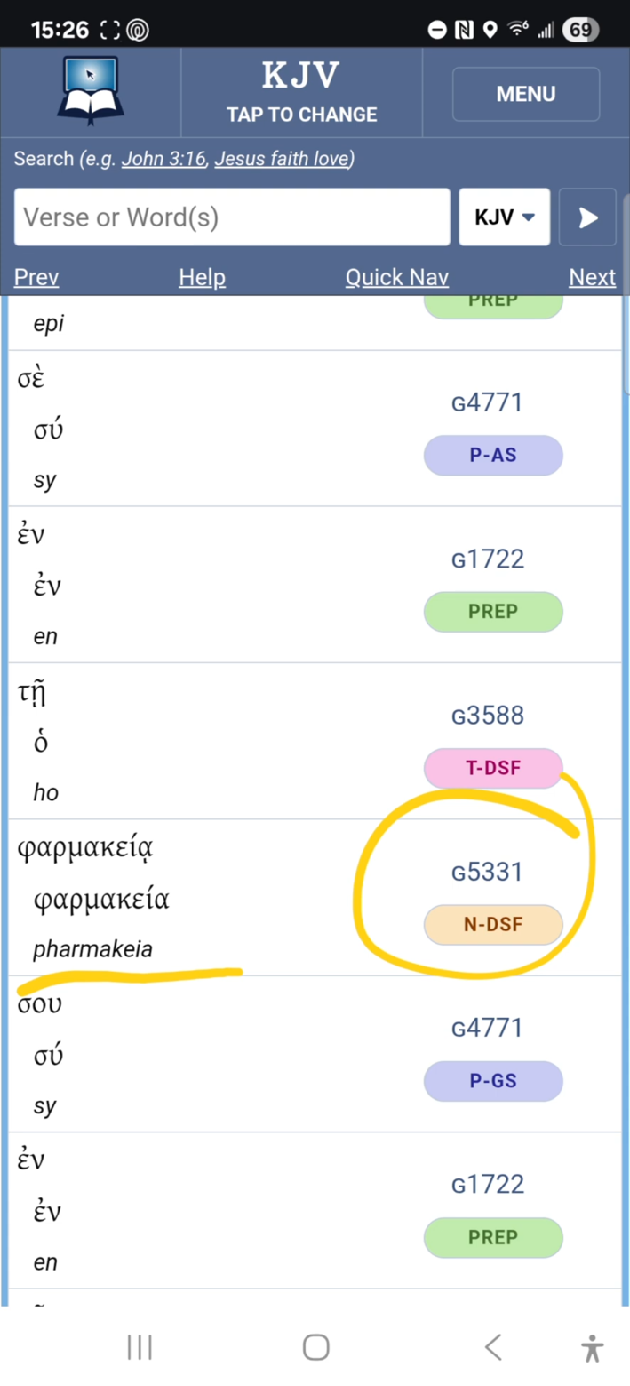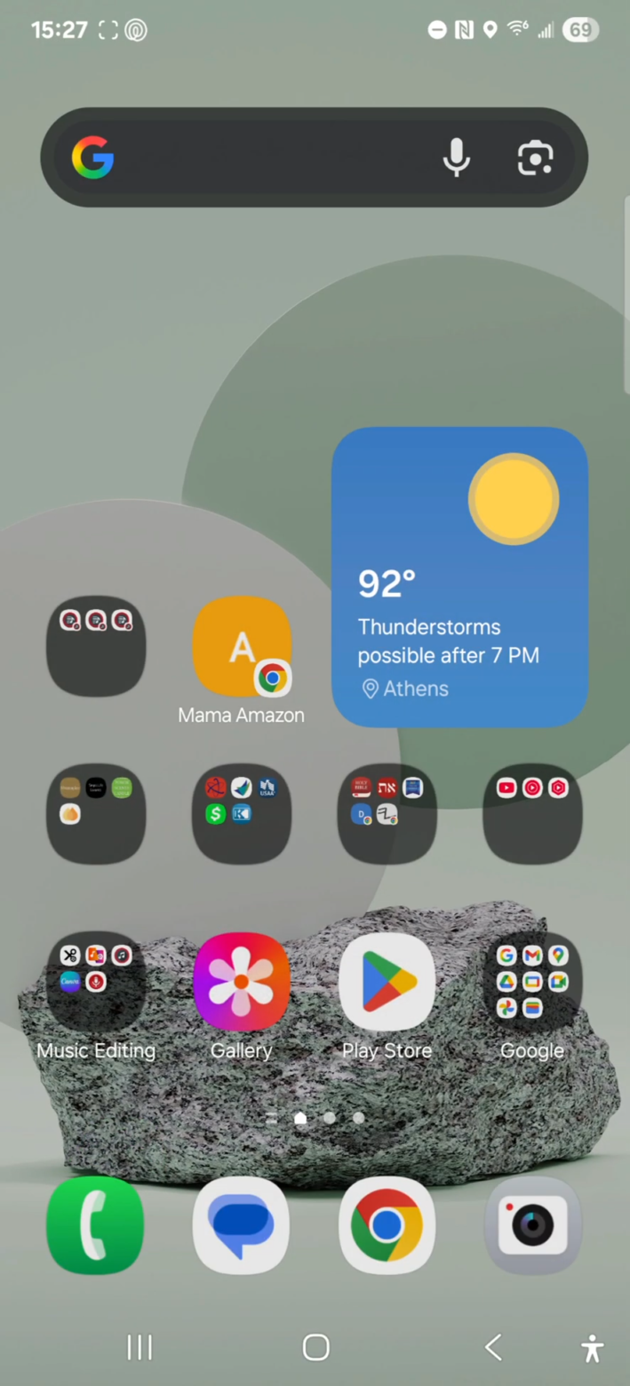What do we call the medical drug that you get from your doctors? Pharmaceuticals. You go to the pharmacy to get your pharmaceuticals. The root word for those is pharmakeia, which means sorcery. So by thy sorceries.